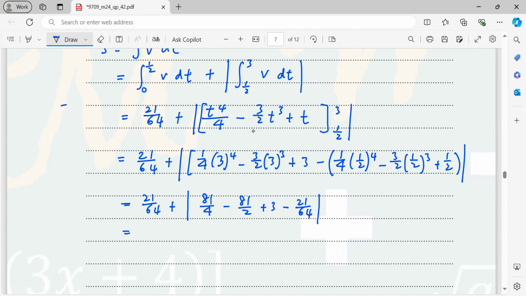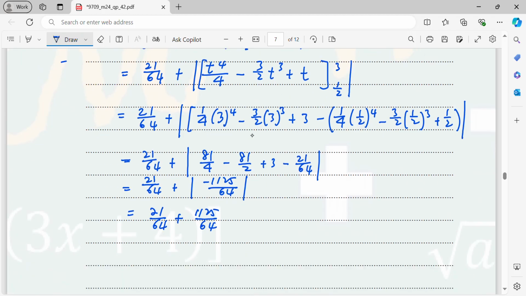Then here it is going to be 21 over 64 plus the absolute value of the total, which is negative 1125 over 64. Now, after the modulus, after the absolute sign, it will be positive. Then you will be getting 573 over 32. And at last, this is going to be 17 and 29 over 32 meters. So that is the distance traveled by the particle.